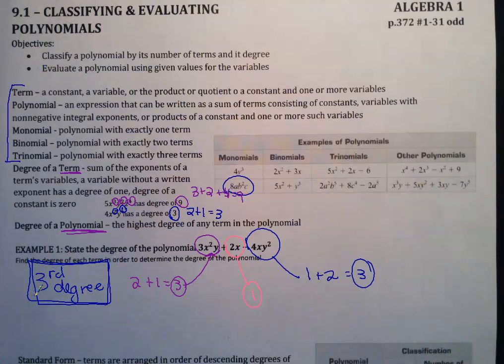Okay, because the highest one we had was 3. Of all of them, yeah. If we had a 4, 3, and a 1, what would it be? It'd be a 4th degree. You got it. So we truly only pick the highest one. The term with the highest degree is what we call the degree of the polynomial.